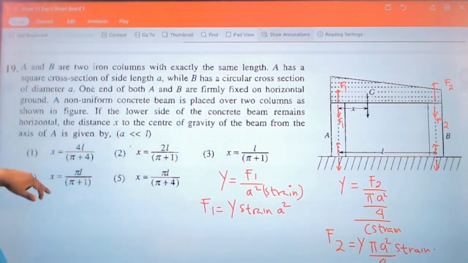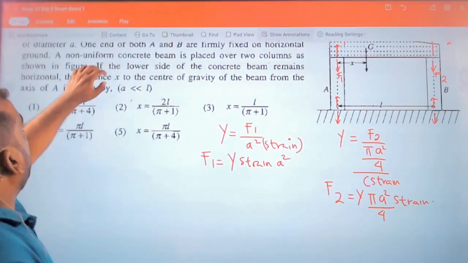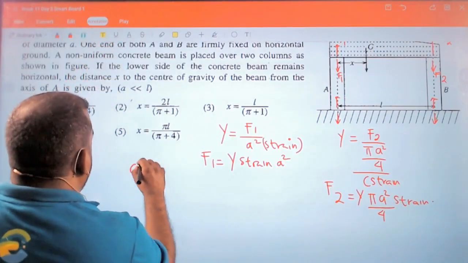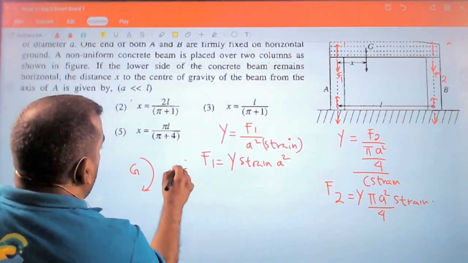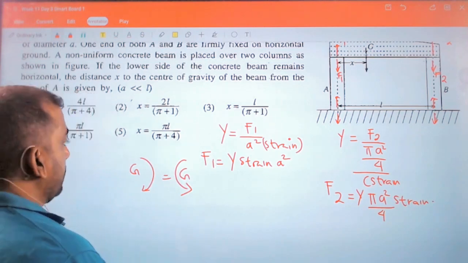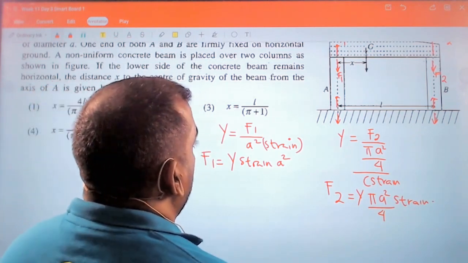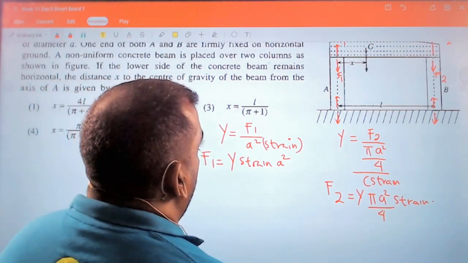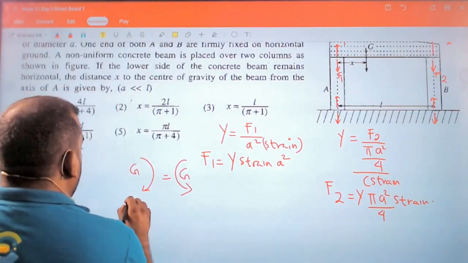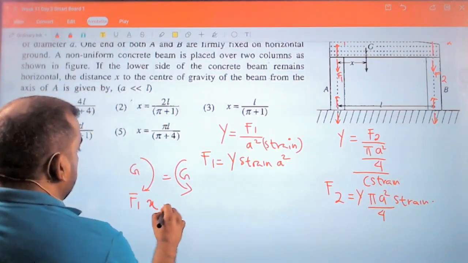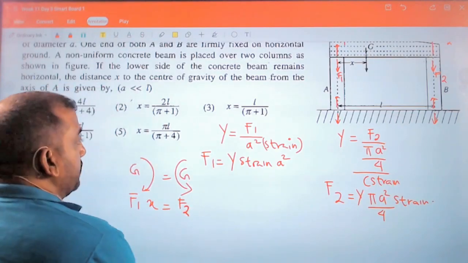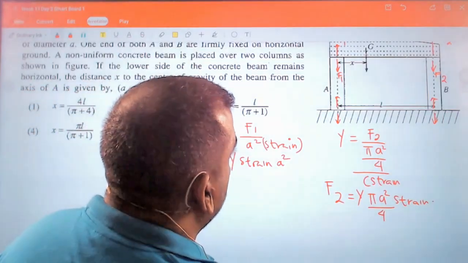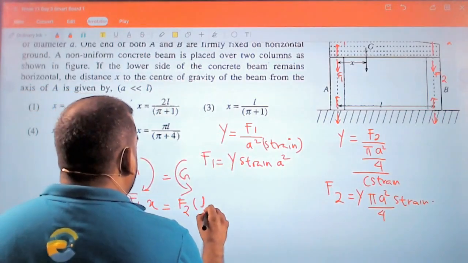Now what do you do? We can take moments about the center of gravity. Clockwise moments equal anti-clockwise moments. The clockwise moment is F1 times x. The anti-clockwise moment is F2 times (L minus x).